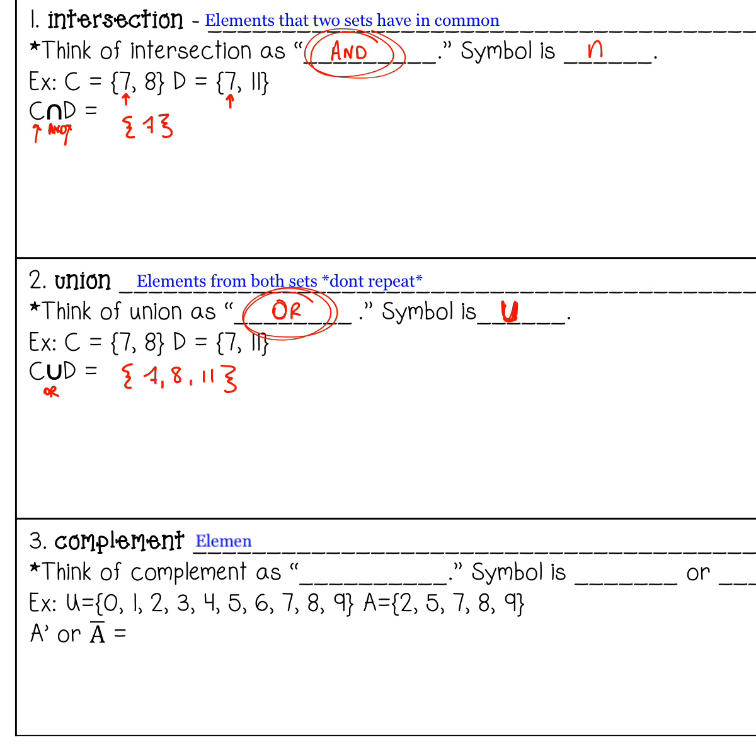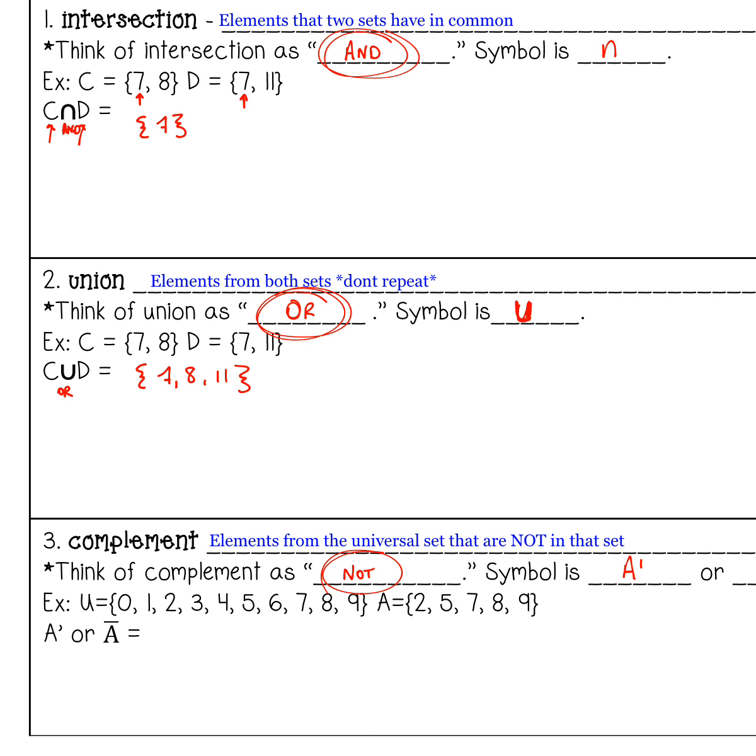So complement is elements from the universal set that are not, emphasis on the not, in that set. So we think of a complement as not. So our word is going to be not. The symbol for a complement is A prime, or you'll see A bar. So complement is A prime or A bar.